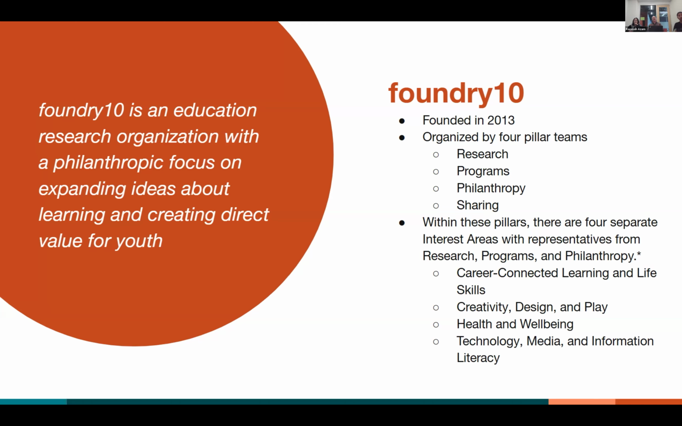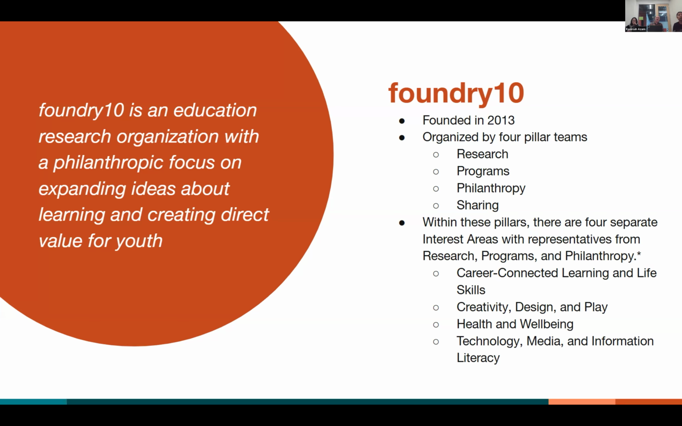The vertical axis is we have 4 interest area teams. Anything that we do in Foundry 10 has got to fit within one of these 4 teams. We have a career-connected learning and life skills team. We do a little bit with them, but not much. The team that we are all on is the creativity, design, and play team. So our home pillar is research, but we are on the creativity, design, and play team. That's why the game things and the play things receive a lot of attention. They're all nested here. Colleagues who are not researchers did go to Play Make Learn, like Meredith, who is a program developer on the programs pillar. Suzanne is the philanthropy developer on the CDP team. She went to Play Make Learn. So you can see how you have 2 hats you're always wearing in this organization at once.